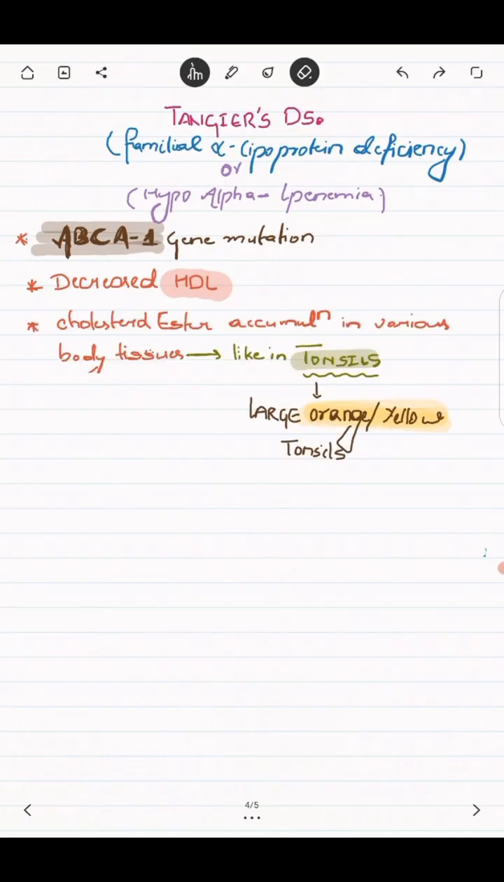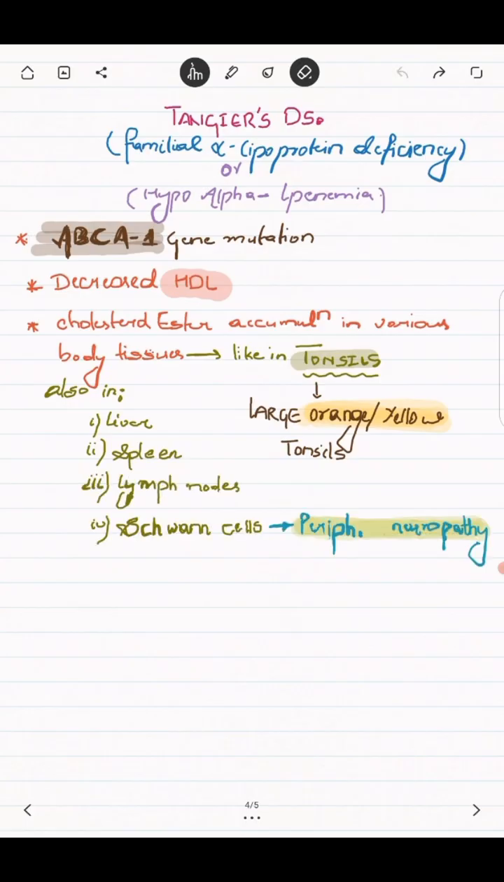Now, since there will be decreased HDL, the cholesterol ester will accumulate in various peripheral body tissues. One of the common organs is the tonsils. So cholesterol will be deposited, and the tonsils will show an orange to yellowish color due to cholesterol deposition, since HDL cannot carry the cholesterol from the tonsils, that is peripheral tissues, to the liver because of its low quantity. Also, this cholesterol will accumulate in the liver and spleen, causing hepatosplenomegaly. In lymph nodes, there will be enlarged lymph nodes, and it will also accumulate in Schwann cells. This will lead to peripheral neuropathy. This is the reason for peripheral neuropathy in Tangier disease.